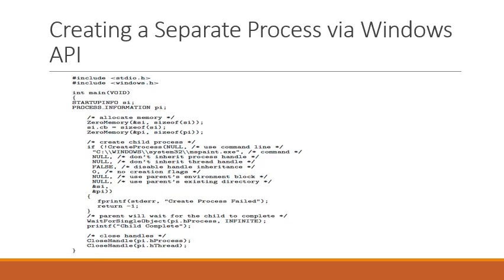This program creates a child process in the Windows environment. In this C program, the main function starts with two instance variables of the structures startup information and process information. So we have created an instance of the startup info structure and an instance variable of the process information structure.